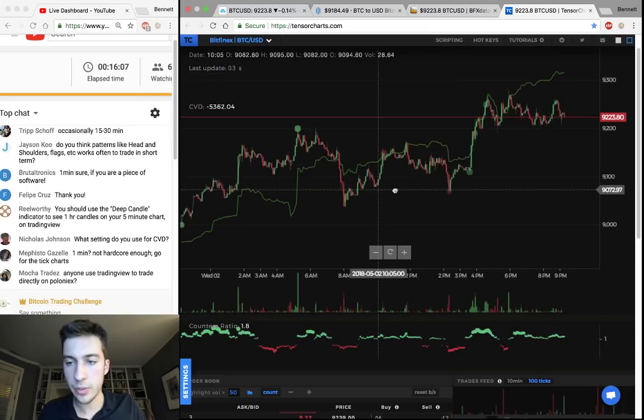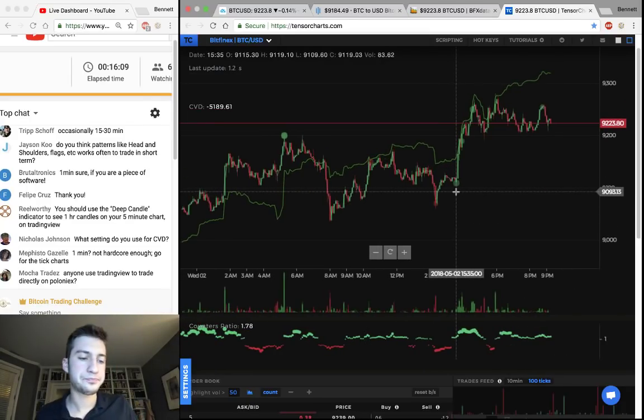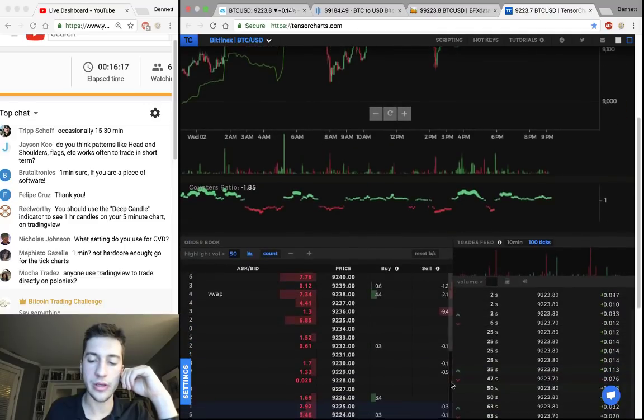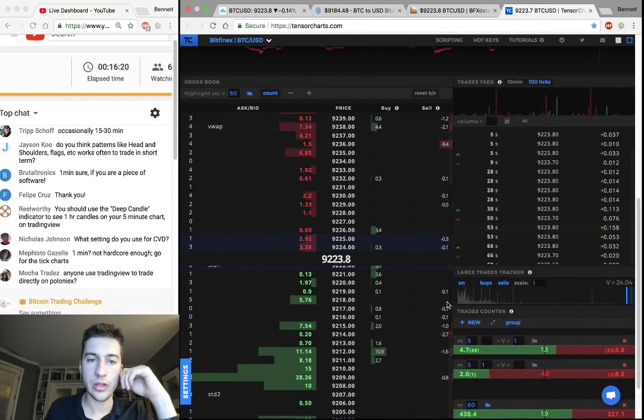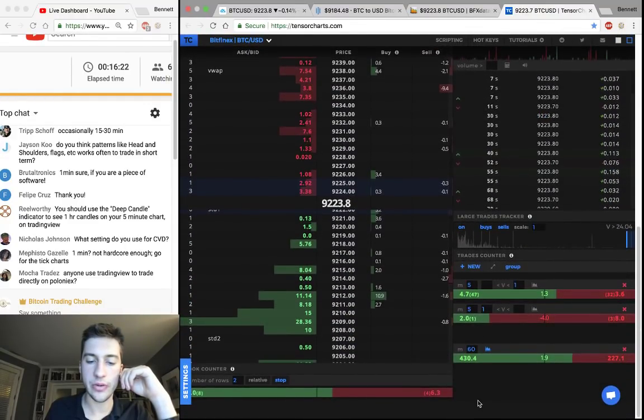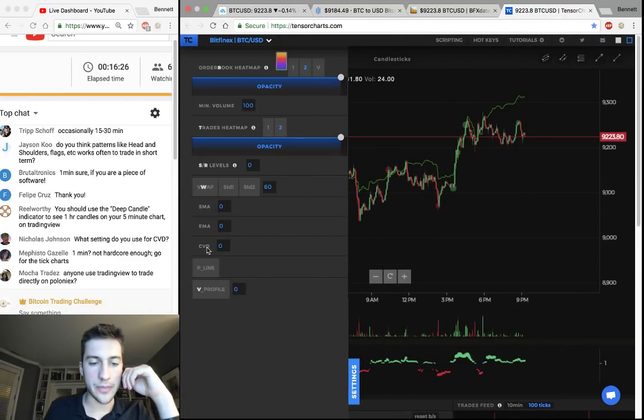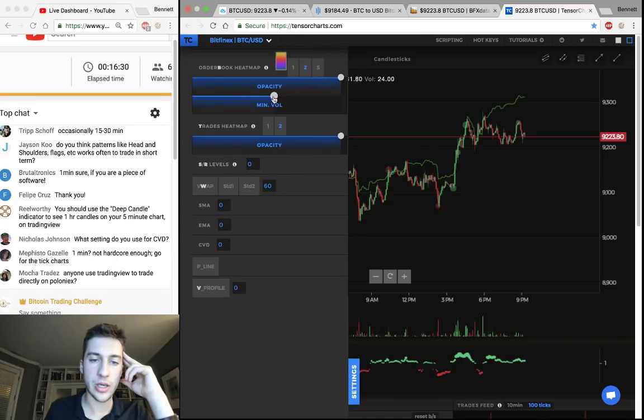I tried playing around with the other settings for CVD, like using a 10 or a 100, and I found it just wasn't as helpful as using the 0 for CVD. And I think it's down here, or maybe it's not even showing. Oh no, settings. Yeah, so these are my settings for those who are curious. This is what I use.